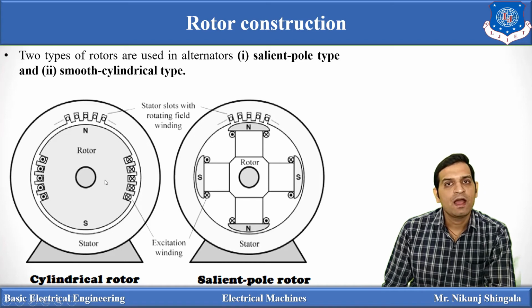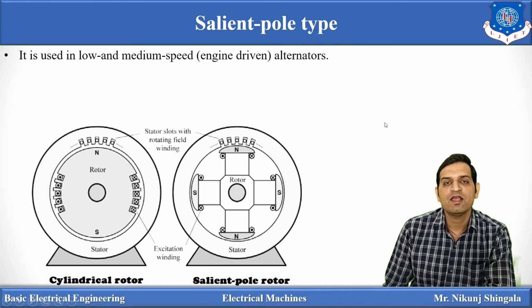In these slots, field winding is placed. So let us understand salient pole and non-salient pole one by one. So first one is a salient pole type of motor. You can see here. It is basically used in low and medium speed application.